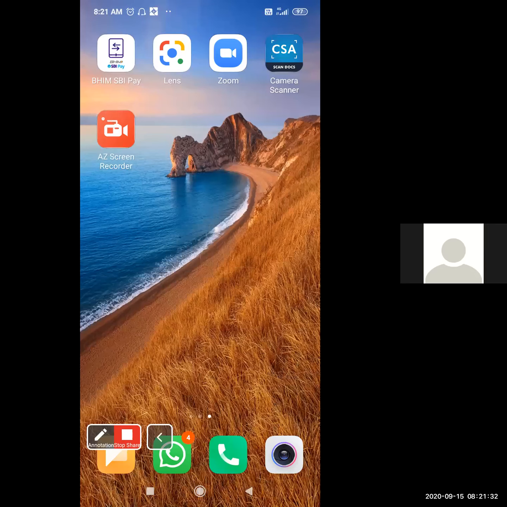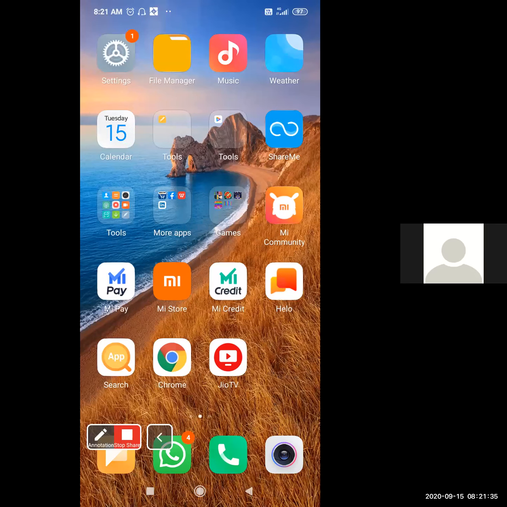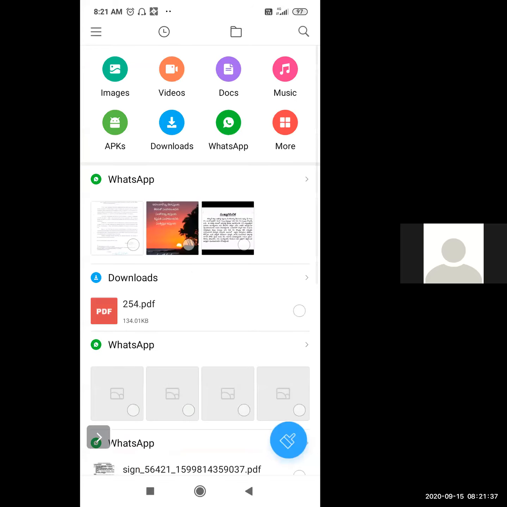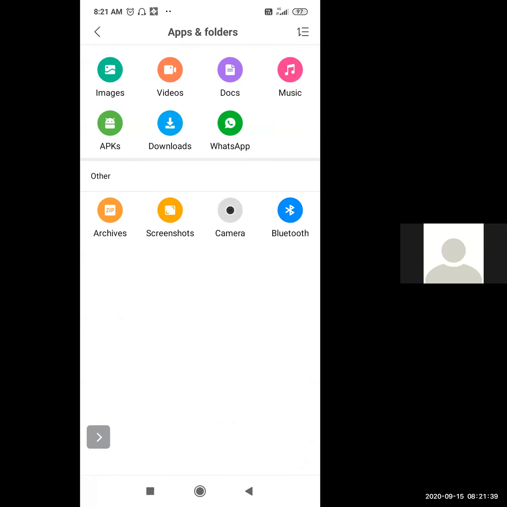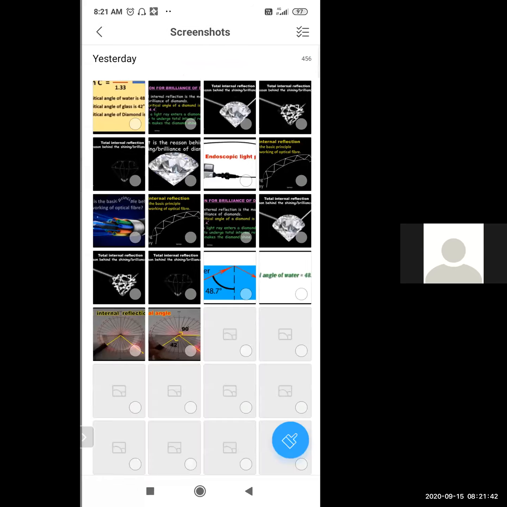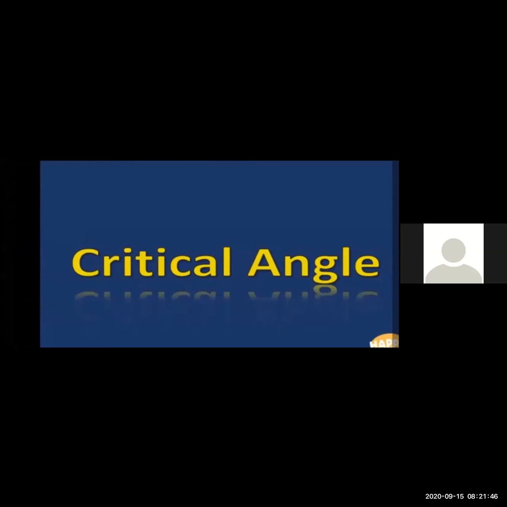Let's recall what we studied in the previous class, students. I take you to the screen. Look at your phone screen. You get the topics of the previous class. In the previous class, we studied the concept of critical angle. You can see on your phone screen.